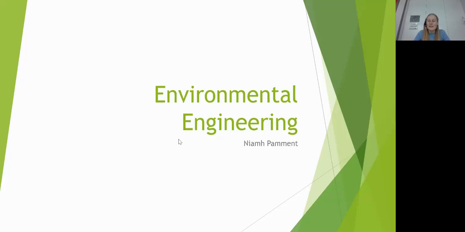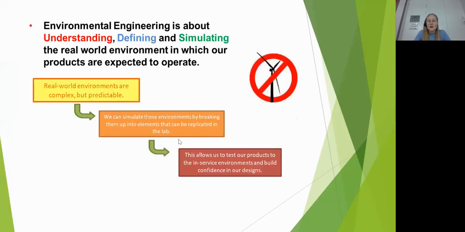When a lot of people think about environmental engineering, they think a lot about solar panels and renewable energy. But today I'm here to talk to you about the effects of climate in terms of environmental engineering. So environmental engineering to me is about understanding, defining and simulating the real world environment to which our products are exposed. In real world terms that is really high and really cold temperatures, and we simulate that in climate chambers. So instead of doing renewables, it's how the climate affects our products and affects cargo.